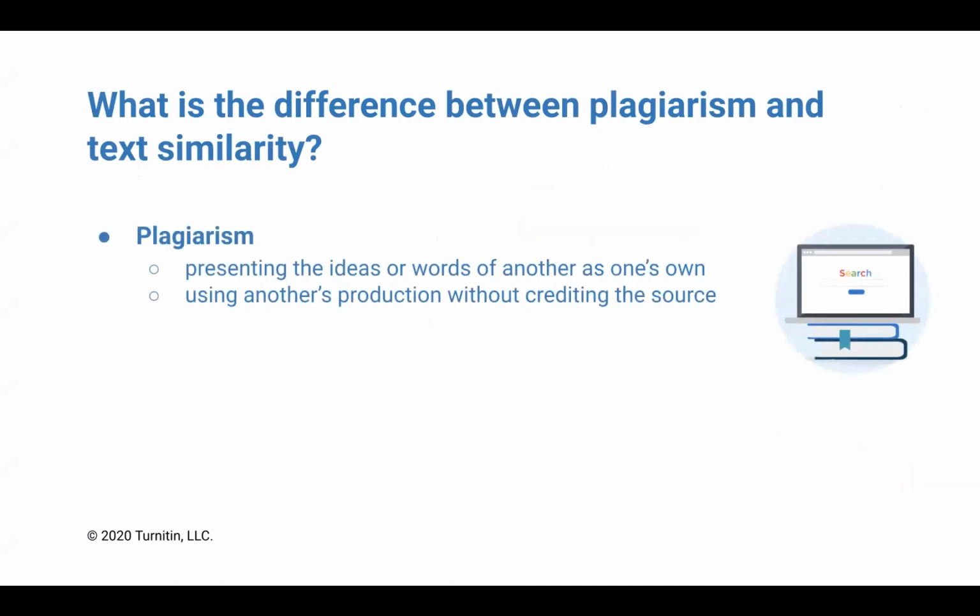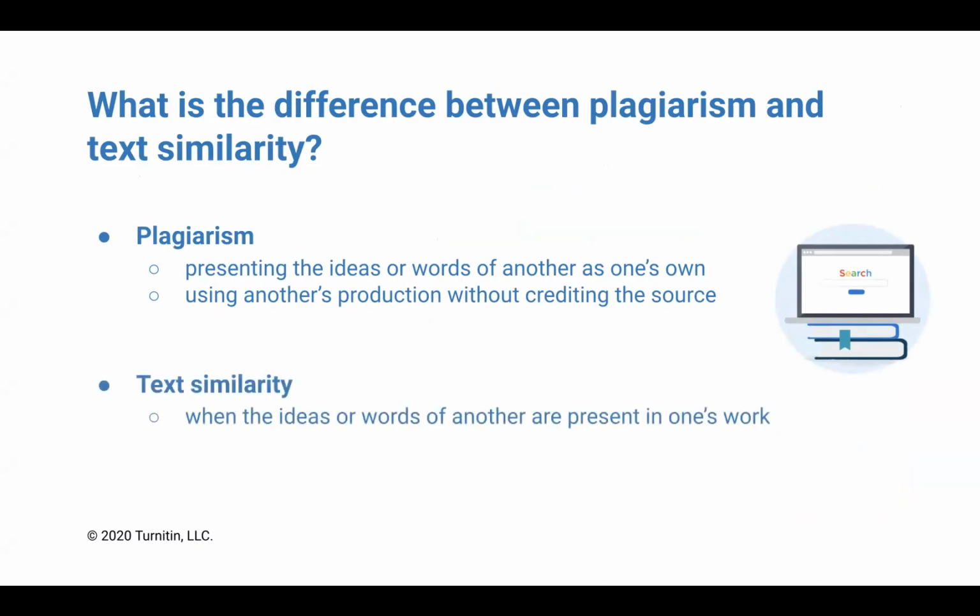Plagiarism occurs when the ideas or words of another are presented as one's own, or when another's work was used, but they were not appropriately credited. Text similarity, on the other hand, occurs when the ideas or words of another are simply present in one's work. Text similarity can be entirely expected and appropriate based on the parameters of the writing task.